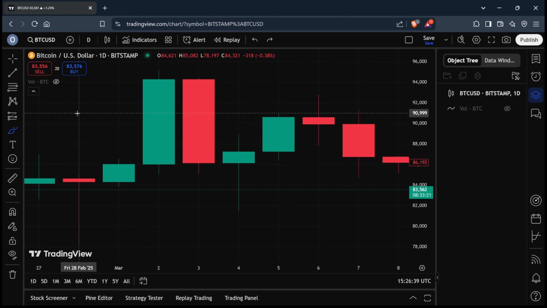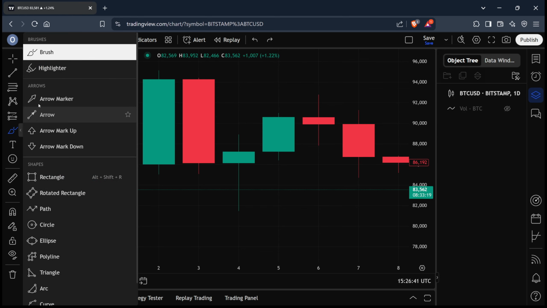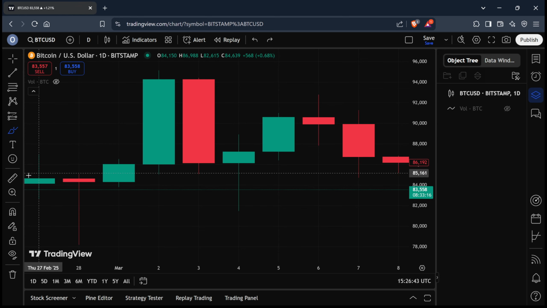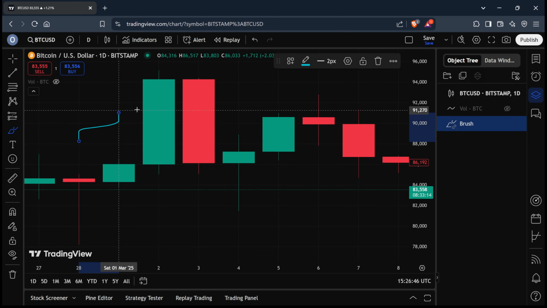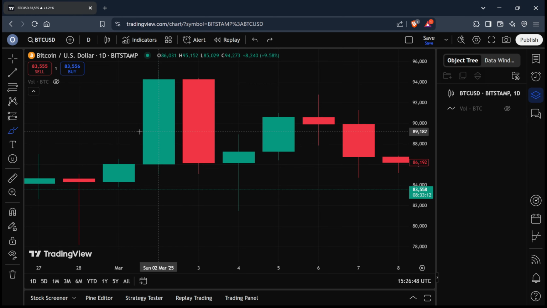So if you think of it like this, I don't know why my tool is acting weird here. Yeah, I'll figure that out later.